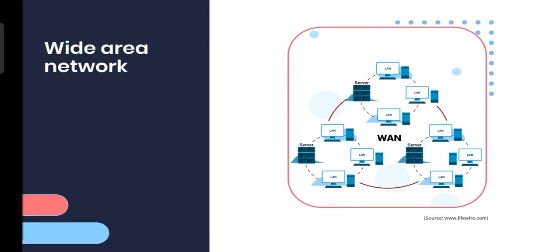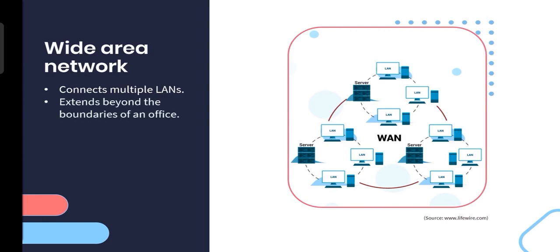Next up, we have a WAN, or a wide area network. And a wide area network essentially connects multiple LANs, as seen in the architecture here. What we have is multiple LANs, or three LANs, being connected by one massive WAN. And a WAN extends beyond the boundaries of an office space, for example. A WAN can connect multiple buildings over various distances and locations. And this is ideal for enterprise scale networks.